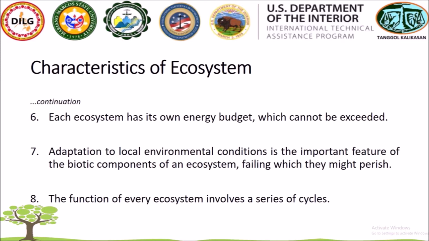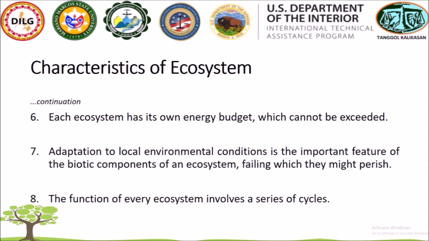Adaptation to local environmental conditions is an important feature of the biotic components of an ecosystem, failing which they might perish. This is because living organisms are adapted to their environment. This means that the way they look, the way they behave, how they are built, or their way of life makes them suited to survive and reproduce in their habitats. But due to abrupt changes in the environment, some of the organisms can no longer survive in this condition, and this will lead them to extinction.